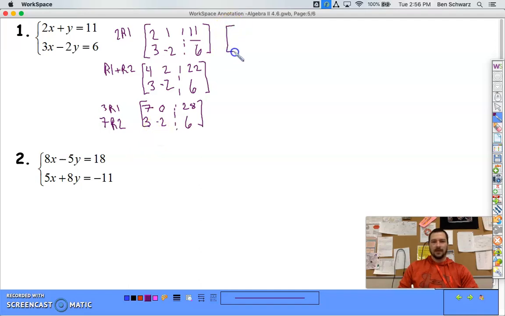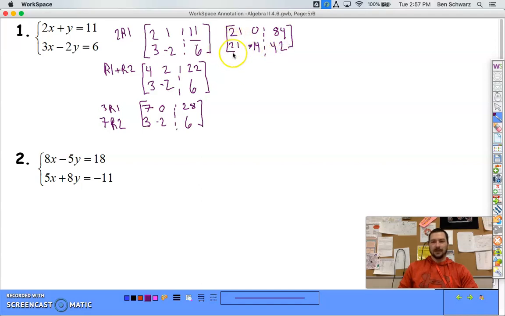So I'll put the next one up here. So that would give me 21, 0. Let's see, 28 times 3, 56, 76, 84. And then times 7 on the bottom, so 21, negative 6, oh sorry, times 7, what am I thinking? Let's fix that. 7 times negative 2 is negative 14. That's a negative 14 if you're wondering. And then take 7 times 6, and that's 42.